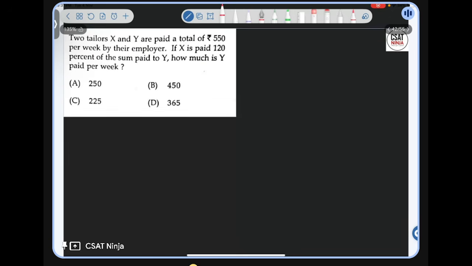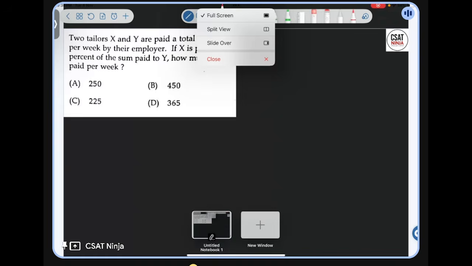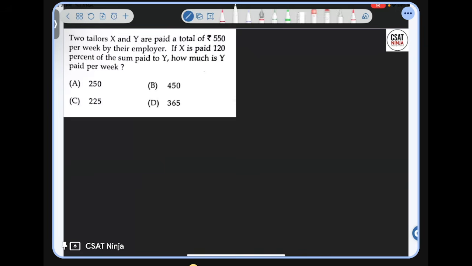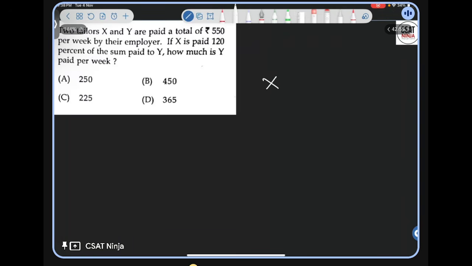Next is the question: X and Y are paid a total of 550 per week by an employee. If X is paid 120% of the sum paid to Y, how much is Y paid per week? Okay, it's an interesting question. There are two tellers, X and Y. They are paid a total of 550 rupees per week, both of them together. And the question says X is paid 120% of the sum paid to Y.